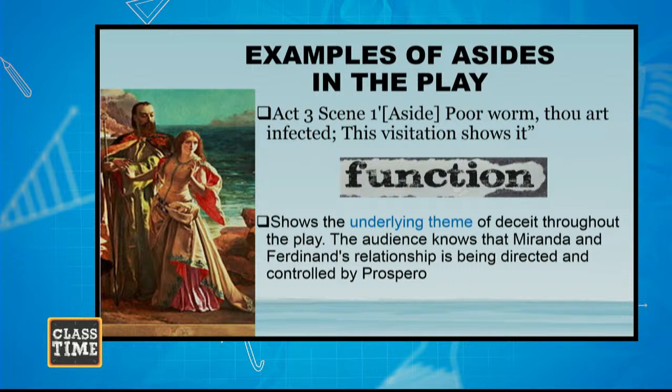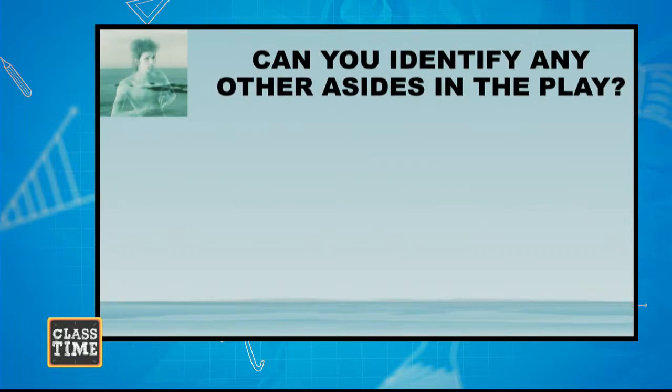Remember, it is through magic that Prospero is actually manipulating these two people to fall in love, and we know what his grand plan is to get back his dukedom. So if he unites Ferdinand and Miranda, then that's one way of getting back his dukedom. So this is an example of an aside, and what it does is give us an idea of an underlying theme, the theme of deception, as used by Prospero through his magical pursuits.